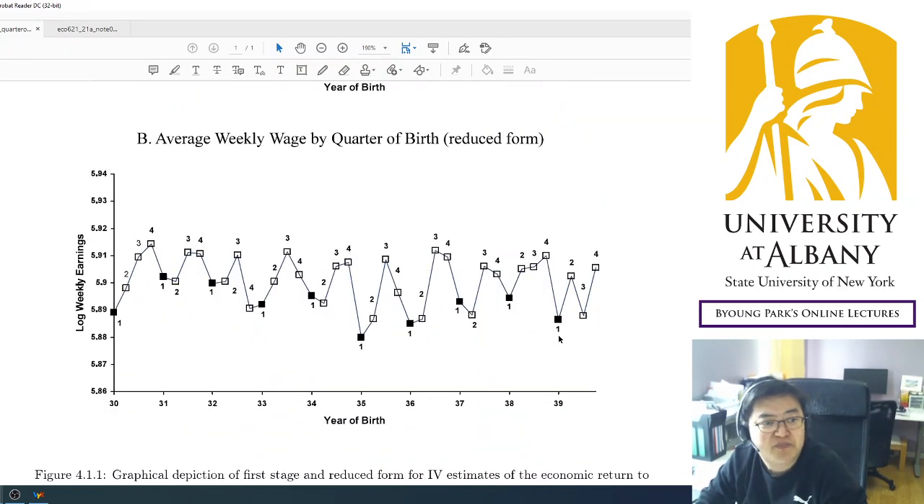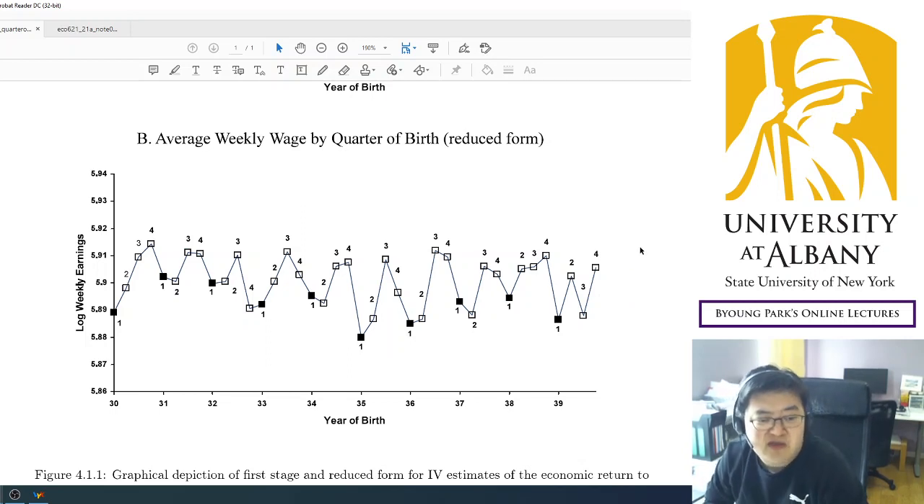And the second observation: from the same data, they calculate the average weekly wage by quarter of birth. Again, I would guess quarter of birth has nothing to do with wage, but there is a pattern. First quarter born men have consistently lower wages: 1, 2, 3, 4, then a drop, and this repeats. There is a clear pattern.